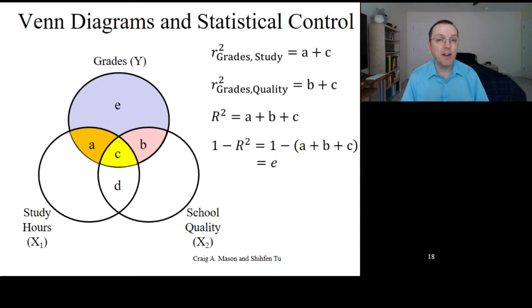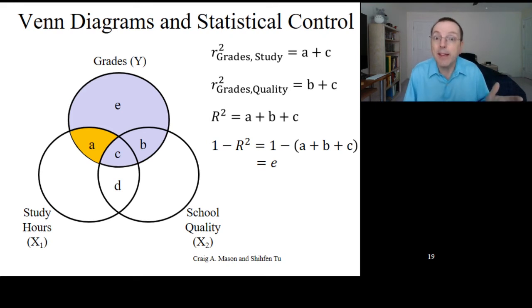Now, if you think about it, Venn diagrams do a great job of illustrating statistical control. Look closely at A. It's the variance in grades that's only shared with study hours. That's because A doesn't overlap with school quality at all. It's just study hours and grades. And remember, that's one way that we described statistical control, the effect of a variable after removing the effect of all the other variables.